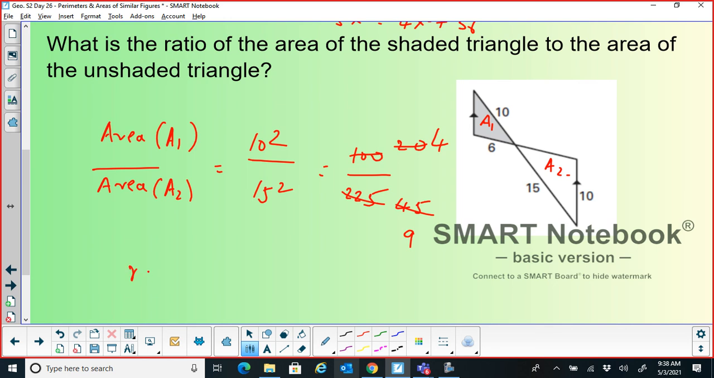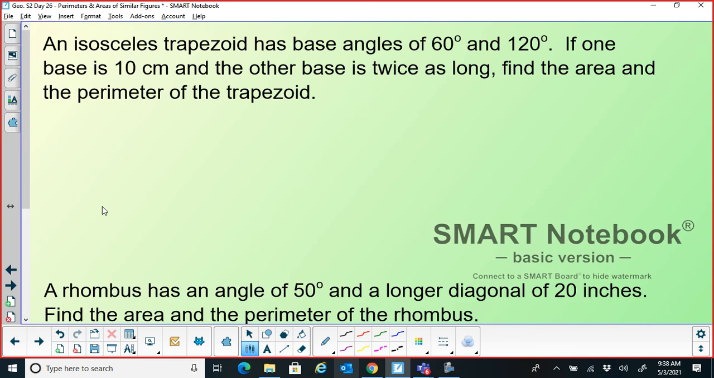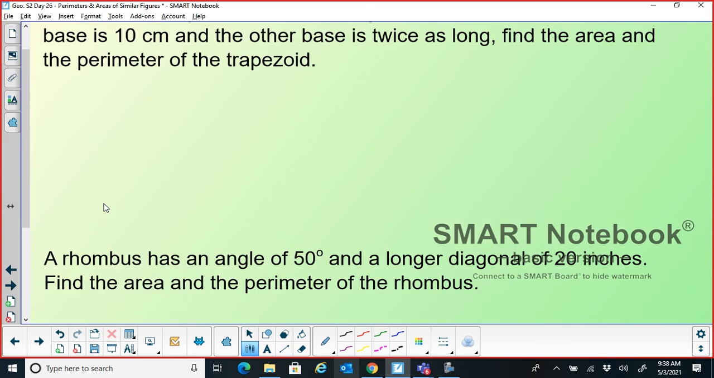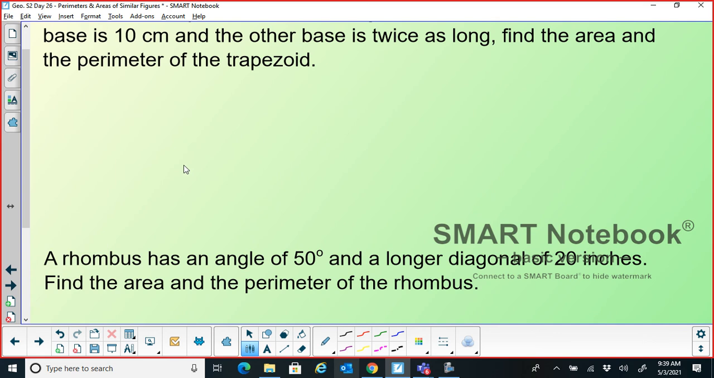So ratio is 4:9. Okay. I hope this problem is clear. Let's move on to the next slide. Okay, this will be our last slide, and after that I'll give you time to work asynchronously.